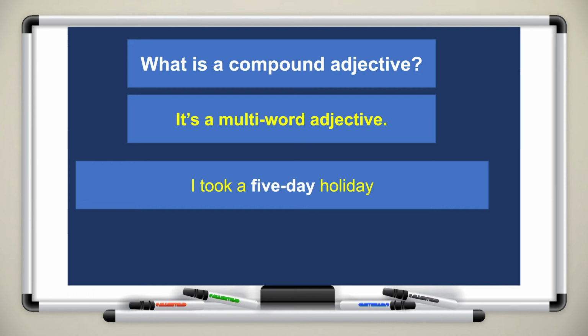So the word 5-day is a compound adjective. Okay? It's a compound adjective because it's a multi-word adjective. It describes one thing, which is the holiday. Okay? But in describing the holiday, I did not use the regular adjective I always use. I used a compound adjective, which is a two-word, a multi-word adjective. Here, 5-day. And you can notice that the compound adjective has a hyphen between them, which is a small dash between the two words. Okay?